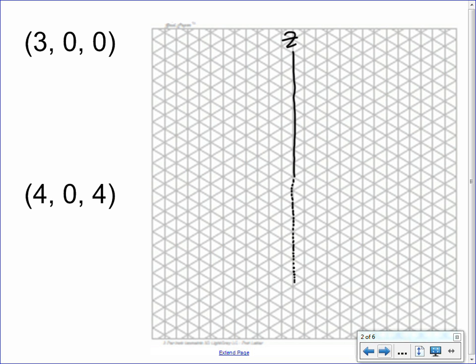Then you'll pick this guy. What axis is that? And then you'll pick y. So, anytime we plot points, you want to move in your xy plane first, and then you're going to move vertically your z value.